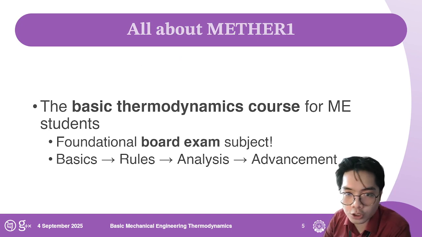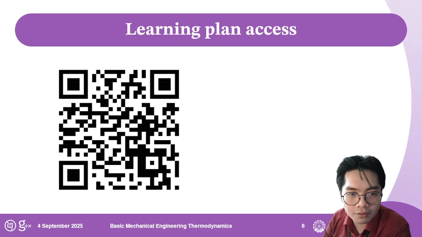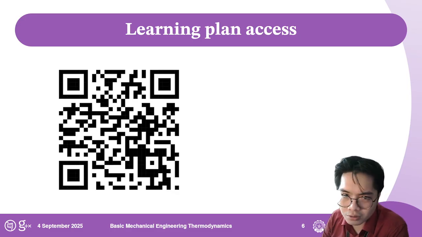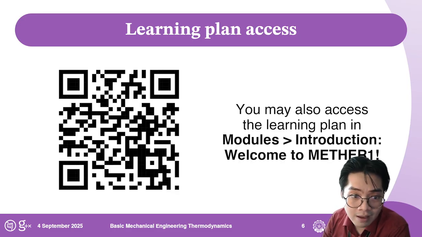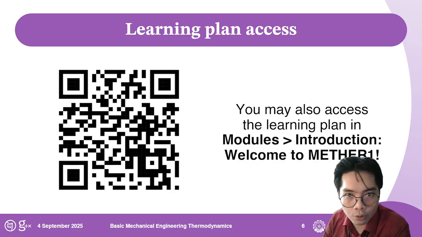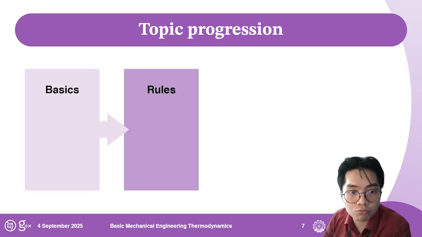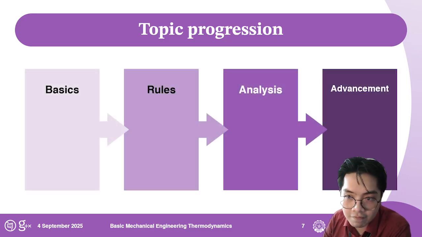So that's our structure. But if you don't want to listen to this video, you can just stop here and scan this QR code to see what the learning plan is supposed to be. After all of the classes are done for today, I will be publishing the learning plan here in your modules as well. And as we've mentioned before, the topic progression is as follows: basics, rules, analysis, and then advancement.